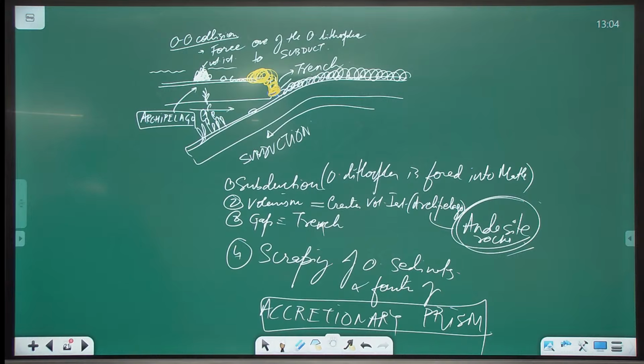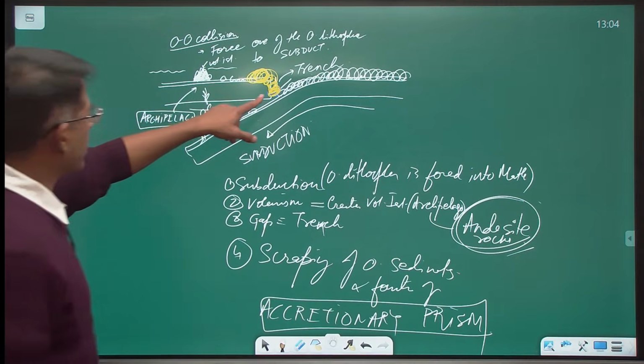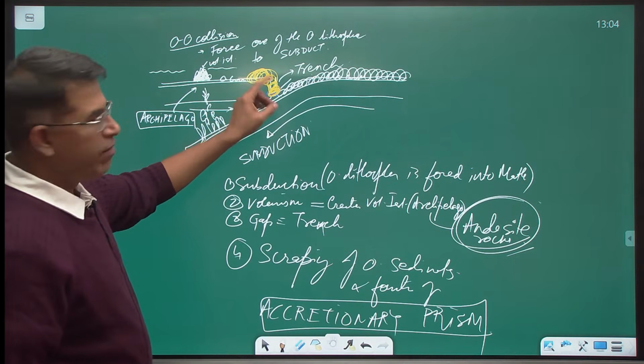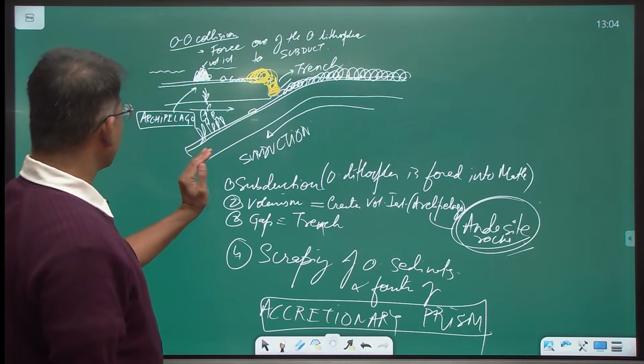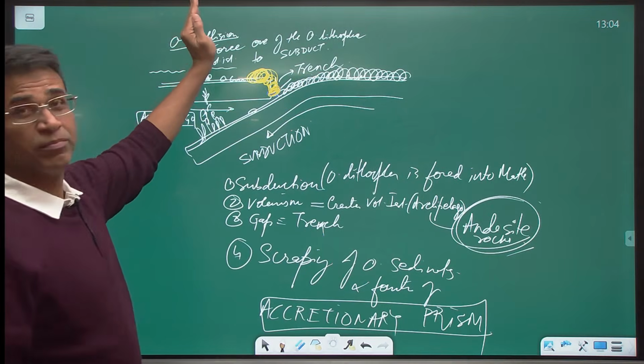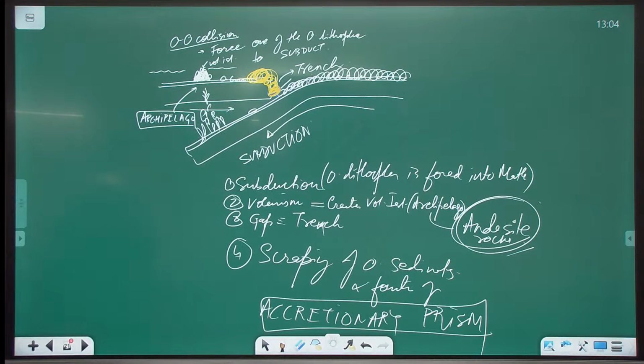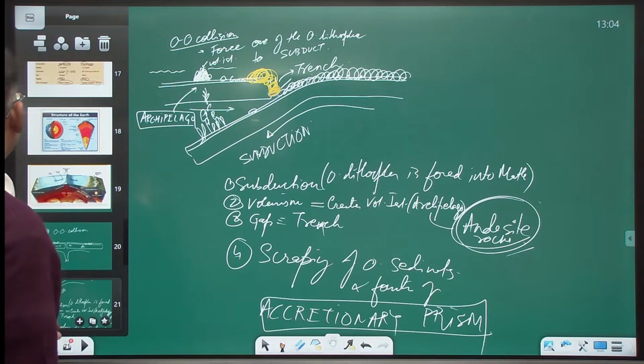Accretion, the formation of accretionary prism. So wherever there is a trench, you'll have sediments on the side. Wherever we have subduction of oceans, there will be volcanism. Okay, so these are some features linked to ocean collisions.